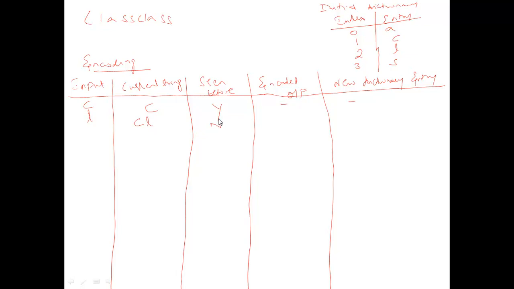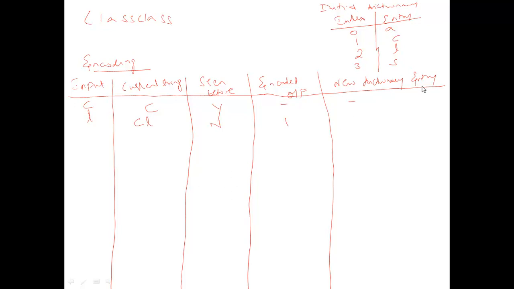So you will write no. Now what is the encoded output? Encoded output is previously unencoded string only. Previously unencoded string is C alone. C is in the index 1. So this will be in index 1.